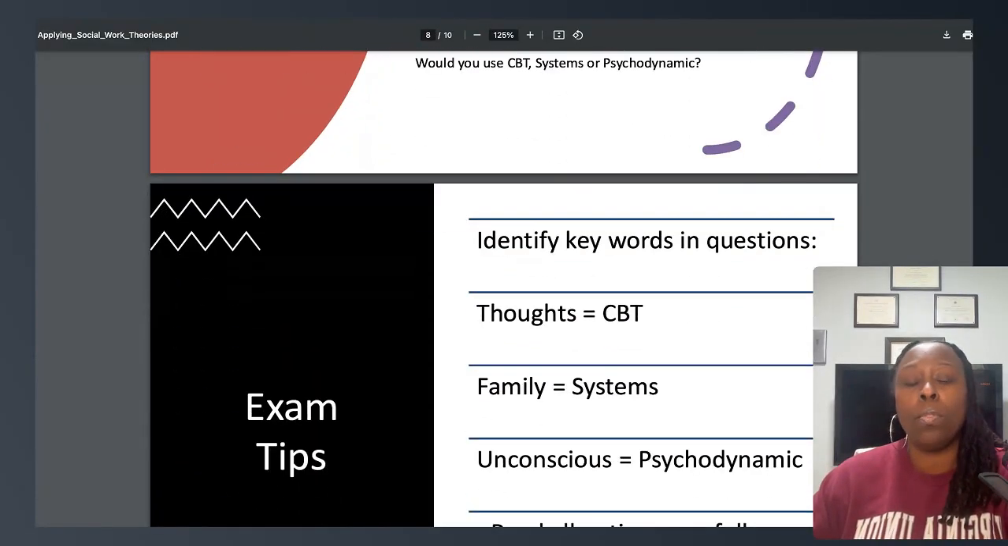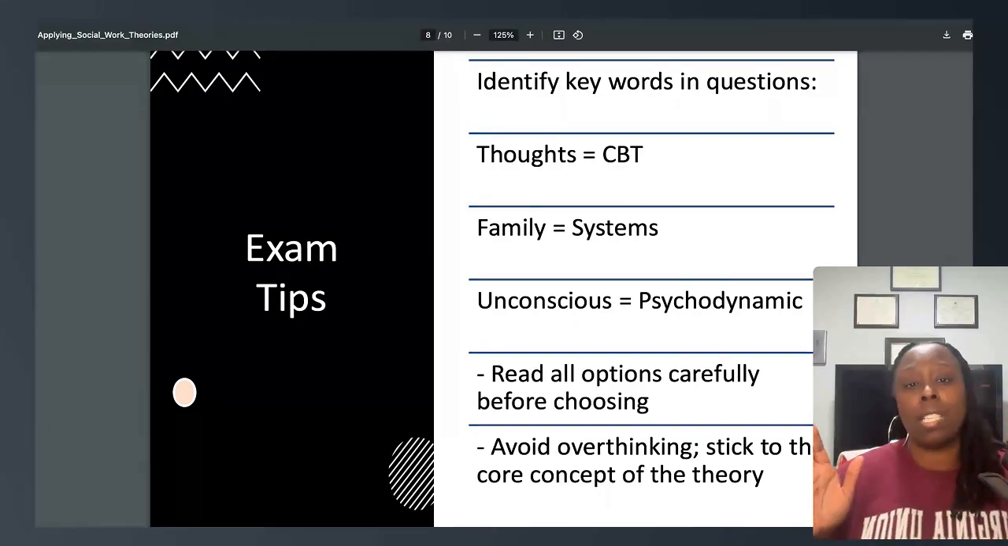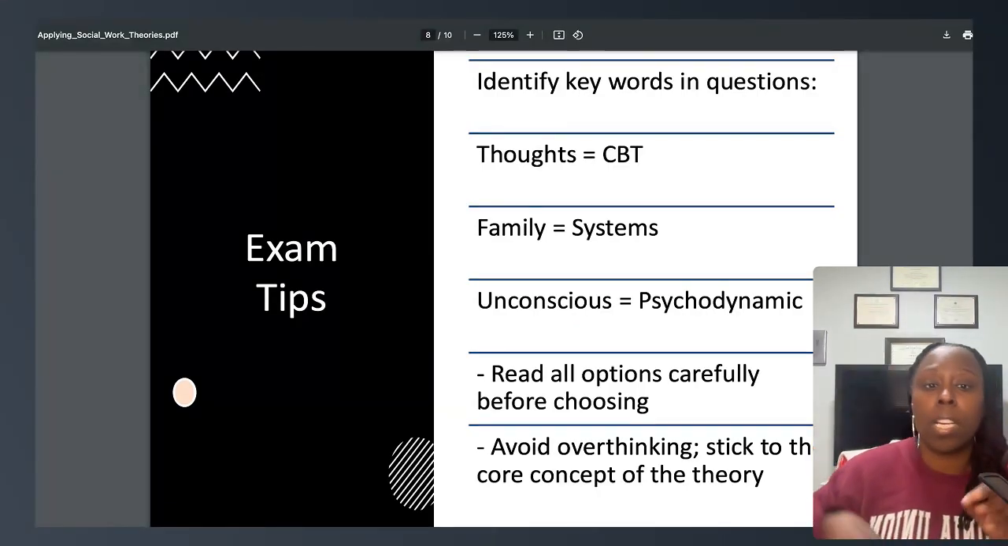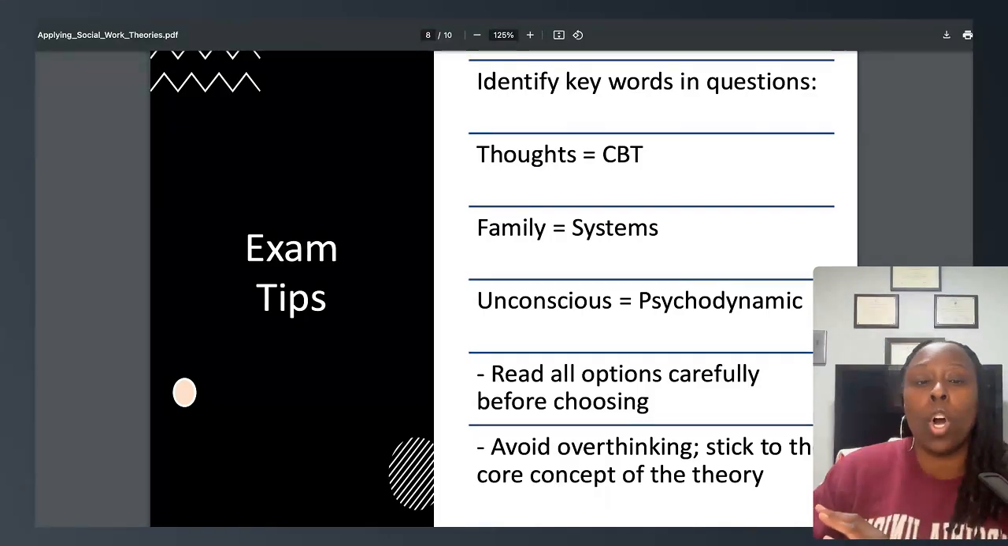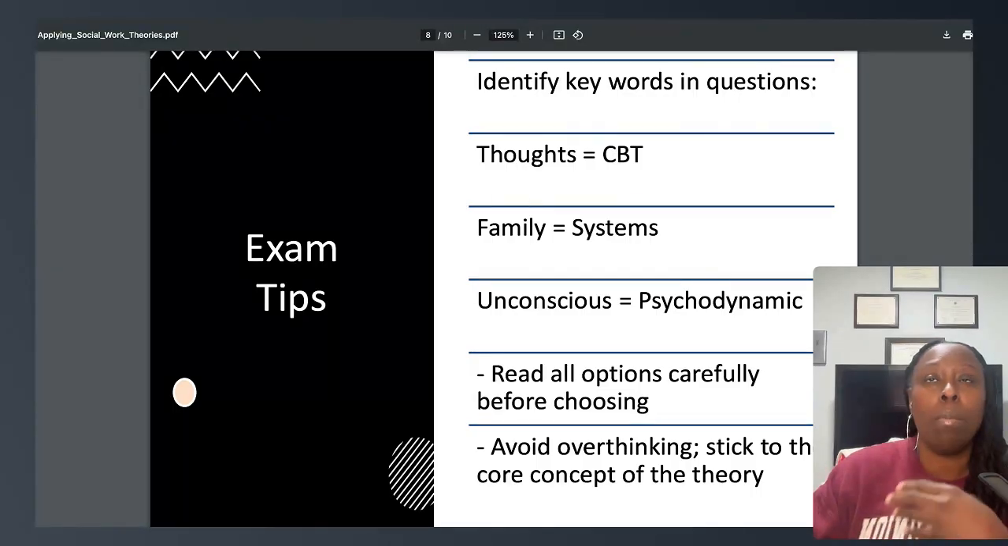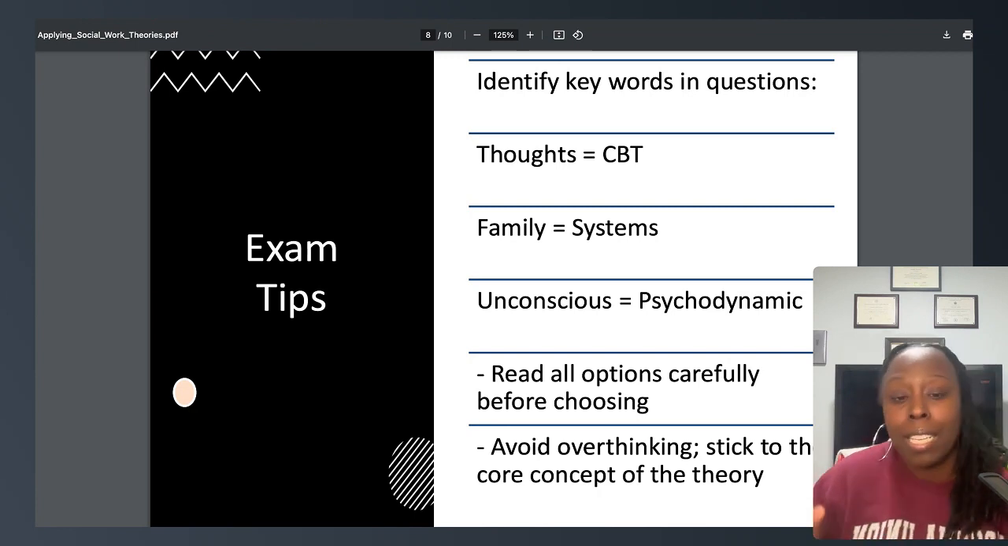As we move on, I want you to understand and identify these key words when you see them in the question. Thoughts, CBT. Family, systems. Unconscious, psychodynamic. You also want to read all options carefully before you choose a specific option. Read all of them carefully before you jump and start choosing this over this, over that, because it could be this or it could be that.